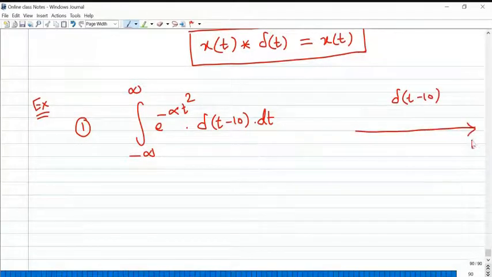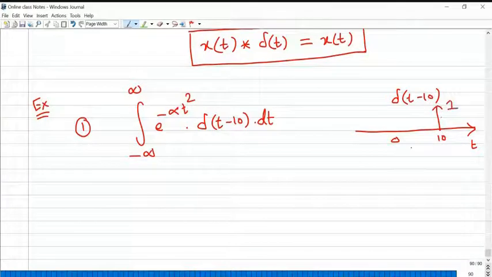How to sketch delta of t minus 10? At t equal to 10, the magnitude is 1, correct? It is the delta of t signal delayed by 10 units of time, or shifted to the right by 10 units of time. So e to the power minus alpha t squared multiplied with delta of t minus 10: this product is non-zero only at t equal to 10.